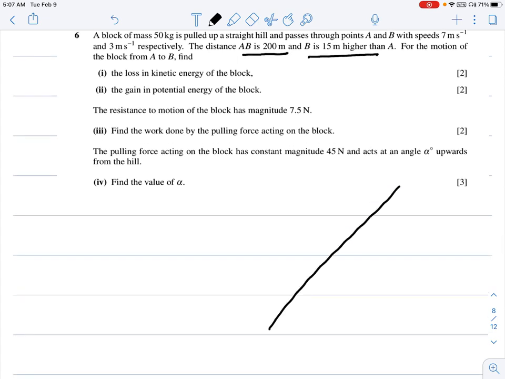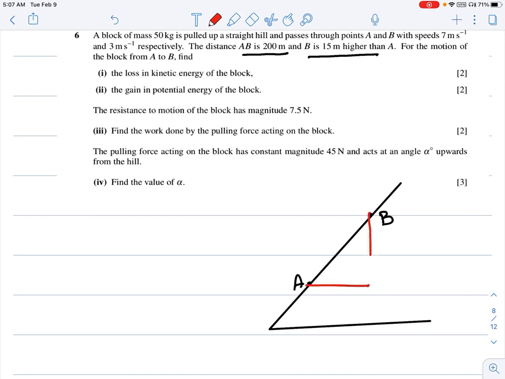So let us draw the diagram. B, A. So B is 15 meters above A. So this distance is 15 meters higher, and this distance is 200 meters. Then the velocity at A was 7 meters per second. Over here the velocity is 7 meters per second. Over here the velocity is 5 meters per second. Find the loss in the kinetic energy.